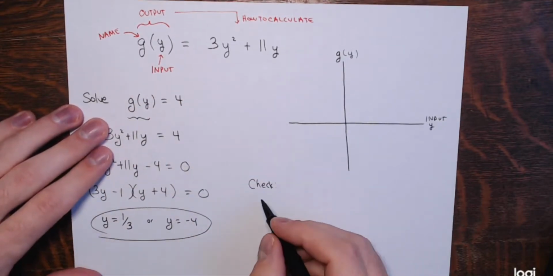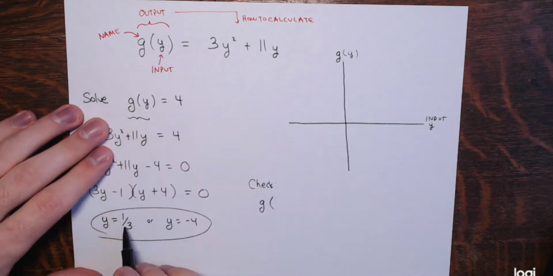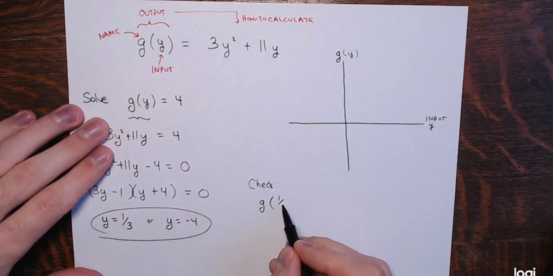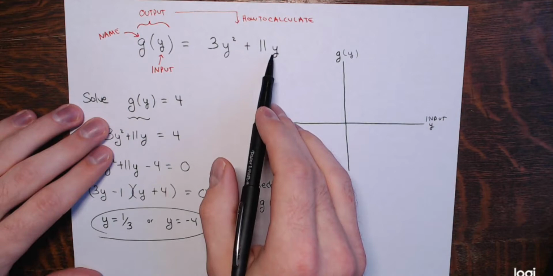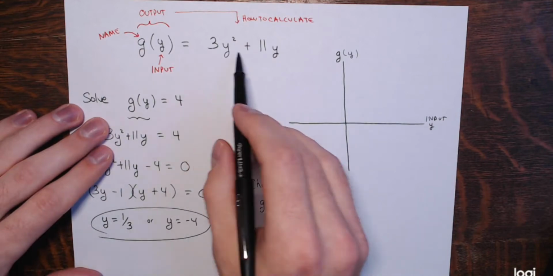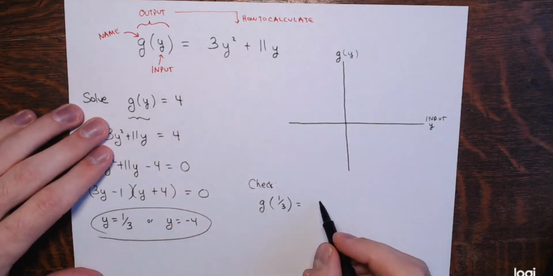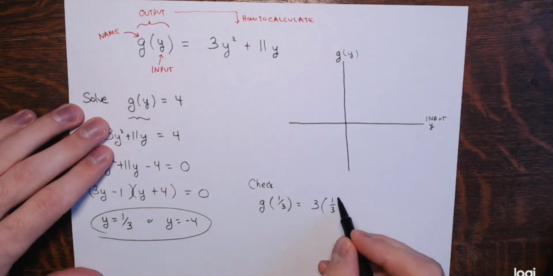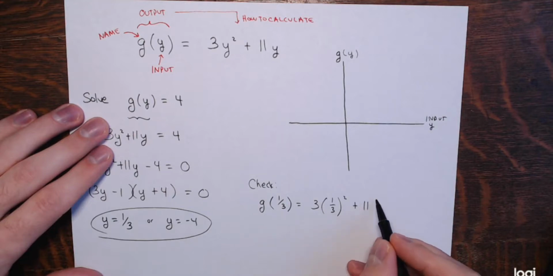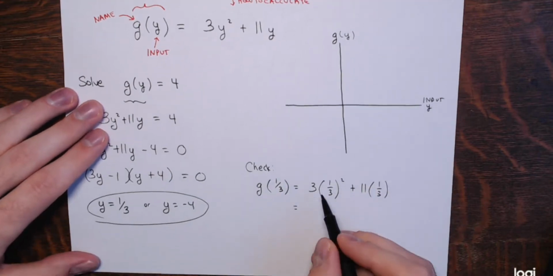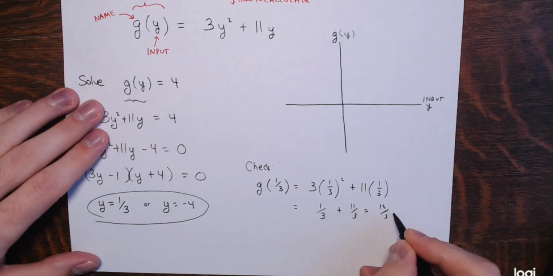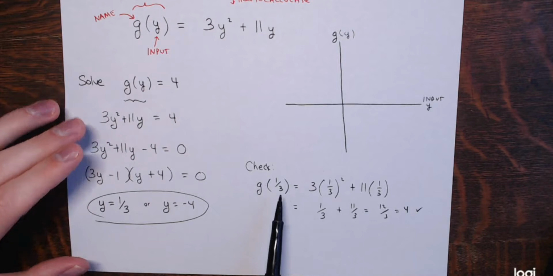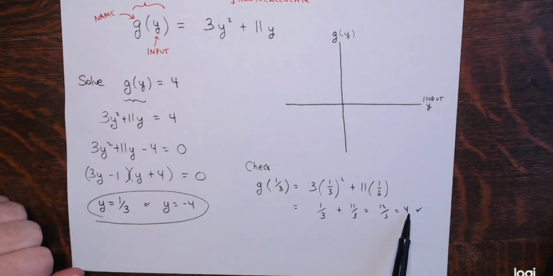Well, what's g of, replace y with 1/3, right? And it's very simple, right? Again, over here is how you calculate the output. So if the input's 1/3, here's how you calculate: just replace all the y's with 1/3. So it'll be 3 times 1/3 squared plus 11 times 1/3. All right, now 3 times 1/9 would just be 1/3, plus this is 11/3, which put them together, they have a common denominator. Put them together, that's 12/3, which is 4. Great. So an input of 1/3 does give me an output of 4 in this function.